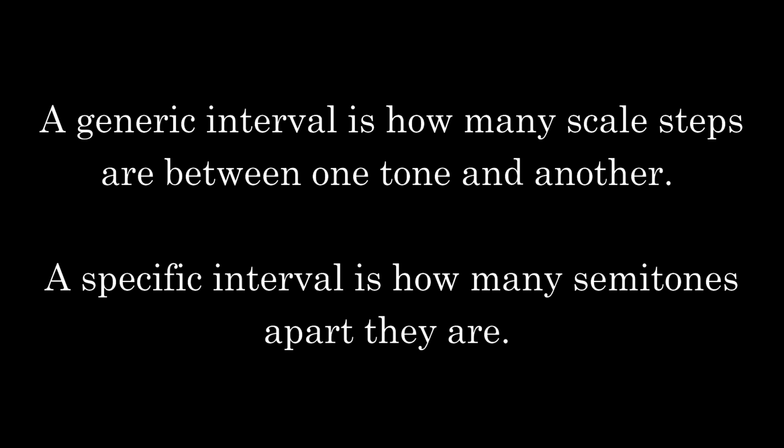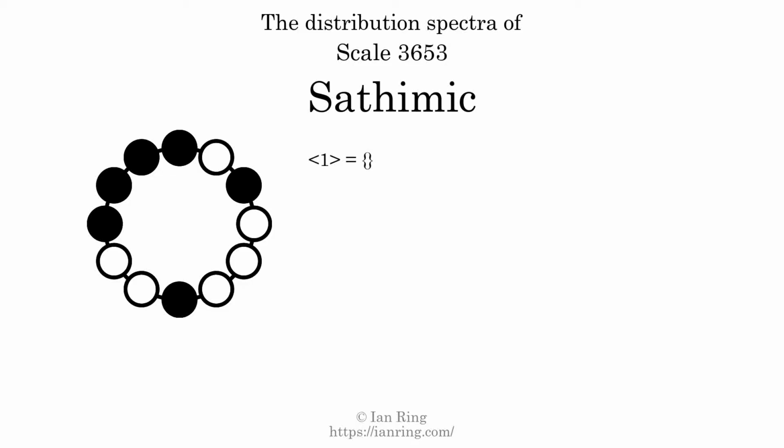A specific interval is how many semitones apart they are. The generic interval of one scale step comes in 4 different specific interval sizes: 1 semitone, 2 semitones, 3 semitones, and 4 semitones. The spectrum width of this generic interval is the highest, 4, minus the lowest, 1, which equals 3. The generic interval of 2 scale steps comes in 5 different specific interval sizes: 2 semitones, 3 semitones, 4 semitones, 6 semitones, and 7 semitones. The spectrum width of this generic interval is 5.